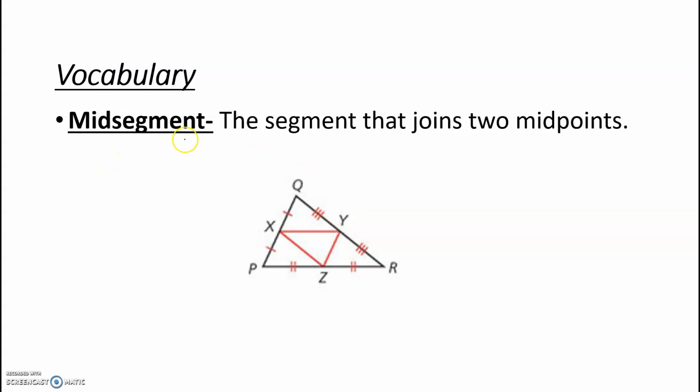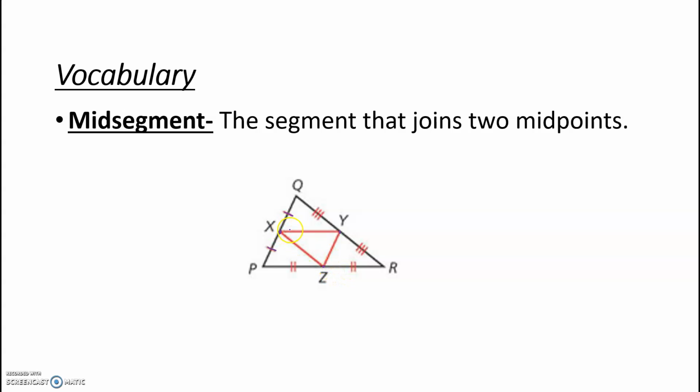So a midsegment is a segment that joins two midpoints. So notice on this triangle, X is a midpoint because you have two equal pieces. Z is a midpoint because you have two equal pieces. And Y is a midpoint. So these are all midpoints because you have two equal pieces.